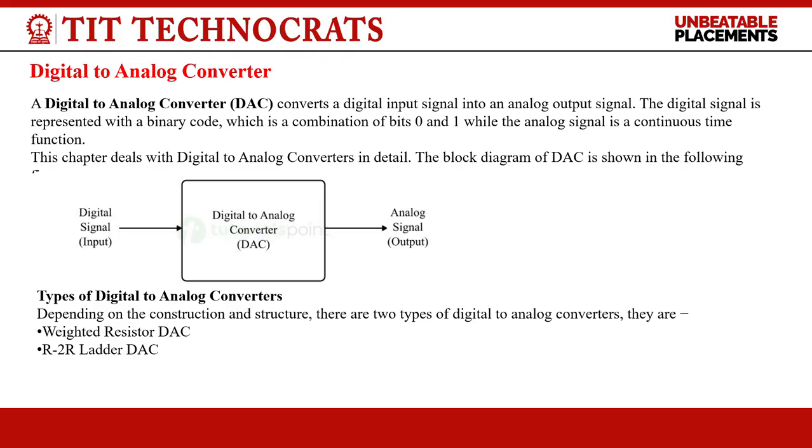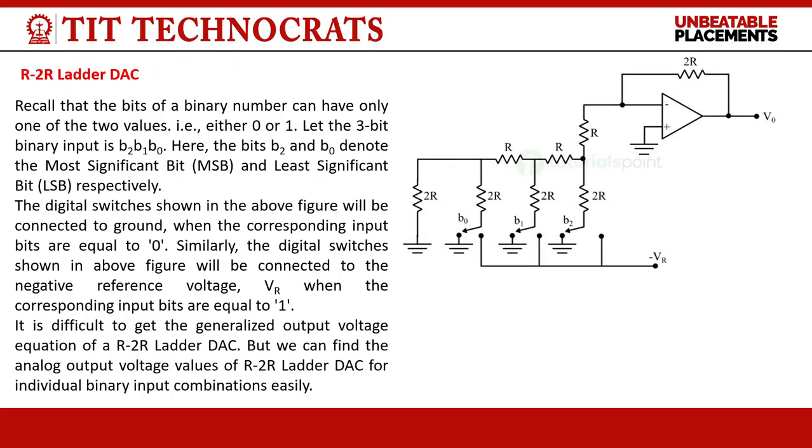Now the next topic is the digital to analog converter, which converts the digital input into an analog output signal. The digital signal is represented with a binary code, which is a combination of bits 0 and 1, while the analog signal is a continuous time function, as in a sine wave for example. This chapter deals with DAC, and the block diagram of DAC is this. The types of DAC, depending on the construction and structure, are weighted resistor DAC and R2R ladder.